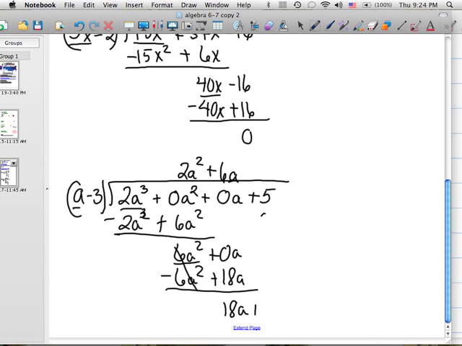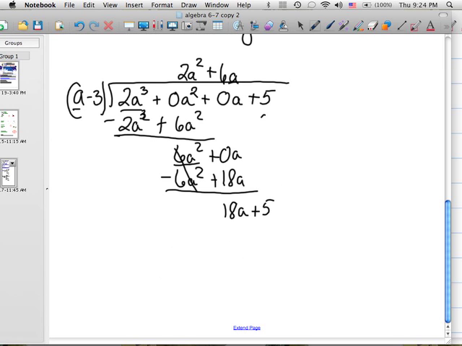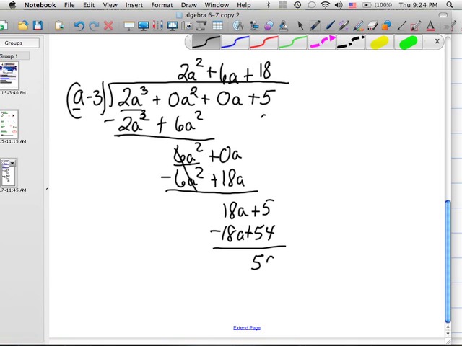Bring down the next term, plus 5. What do we need to multiply the a by to get 18a? That'd be a positive 18. So that gives us 18a minus 54. Subtract, change the signs. This time we get a remainder of 59. And when we have that happen, we just put plus the number that's the remainder over the divisor, a minus 3. So if it doesn't work out evenly, that's how we write it.